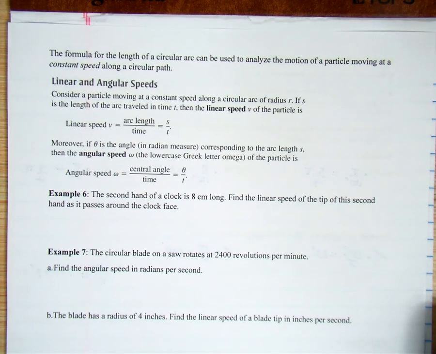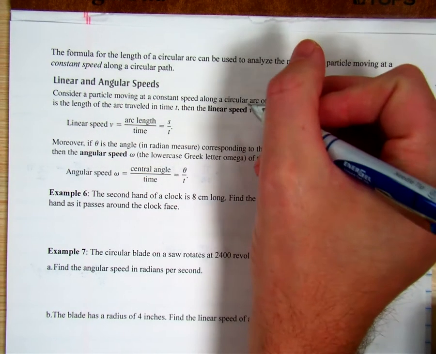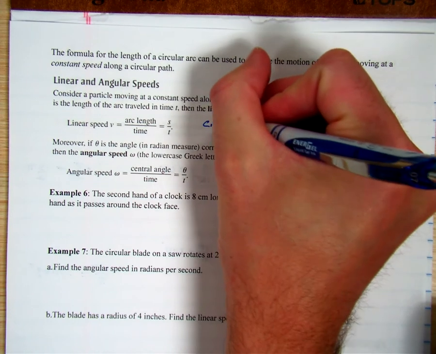The formula for the length of a circular arc can then be used to analyze the motion of a particle moving at a constant speed along a circular path. We have linear and angular speeds. Consider a particle moving at a constant speed along a circular arc of radius r. If s is the length of arc traveled in time t, the linear speed v of the particle is arc length over time, or s over t. s stands for our arc length here in a lot of these. Okay. Translation. This is going to turn into circumference.